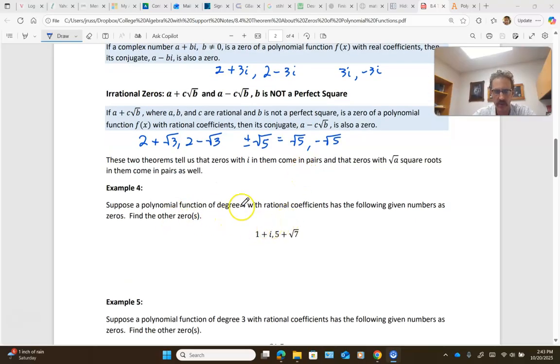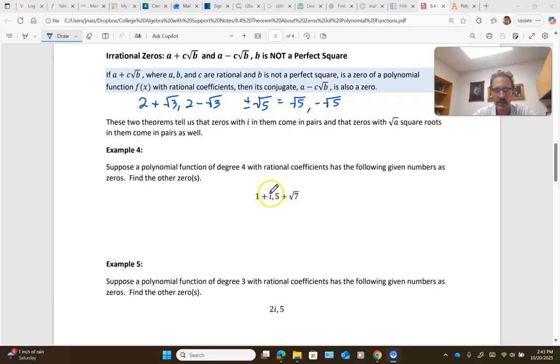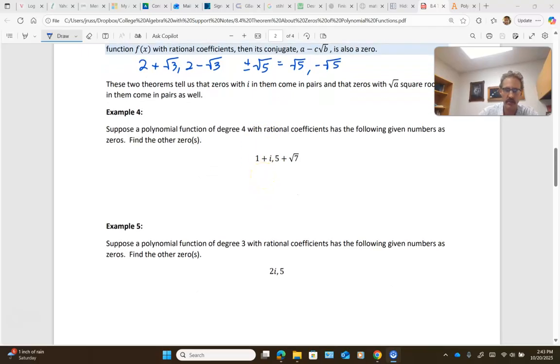If 1 plus the square root of i is a zero, then its conjugate would be 1 minus the square root of i. And similarly, if 5 plus the square root of 7 is a zero, then 5 minus the square root of 7 must also be a zero.